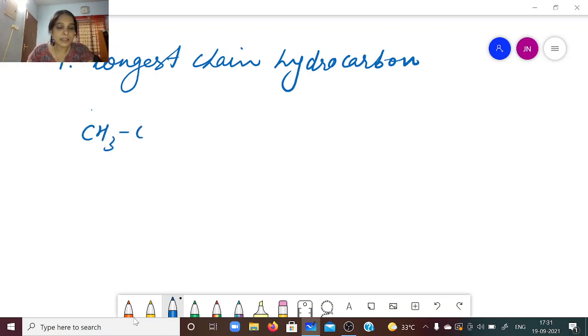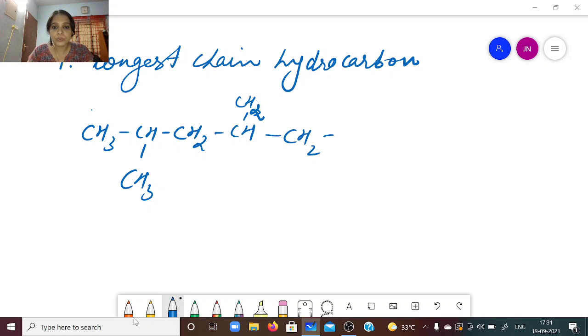CH3, CH, CH2, this is CH3, CH2, CH, CH3, CH2, CH2, CH3. In this, we can count the longest hydrocarbon. What is the longest hydrocarbon? I can number like this: carbon number 1, 2, 3, 4, 5, 6. So 6 carbons are there in the longest carbon chain.